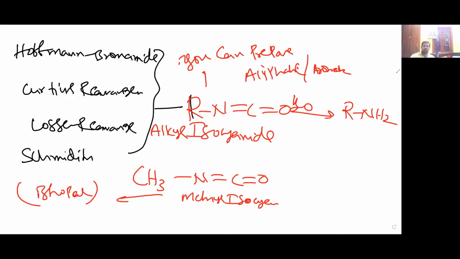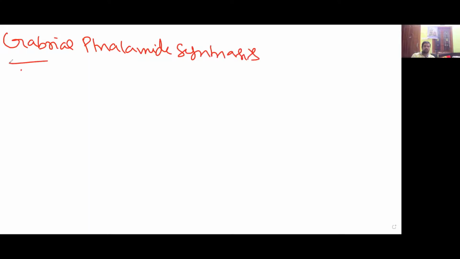The next reaction is the Gabriel phthalimide synthesis. So what is the Gabriel phthalimide synthesis? For this Gabriel phthalimide synthesis, you have to take phthalimide, like this. This is like benzene, C double bond, I'm sorry.